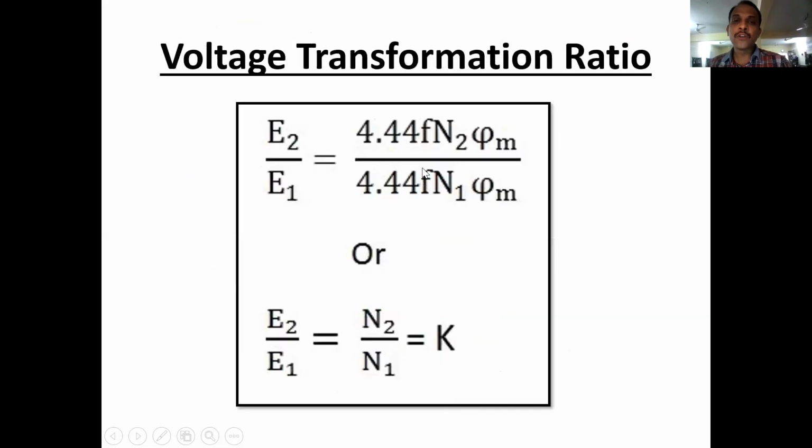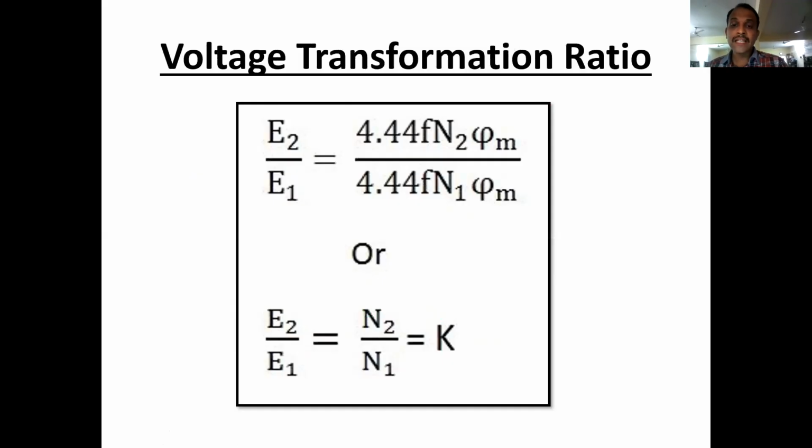Based on this, I go with the transformation ratio, which is nothing but the secondary induced voltage divided by the primary induced voltage, with the previous equations. You can look at this one: all the constants like 4.44, f, and the maximum value of the flux get cancelled. And we are finally left with E2 divided by E1 equal to N2 divided by N1. And here we get a new term called the transformation constant, which is called K.